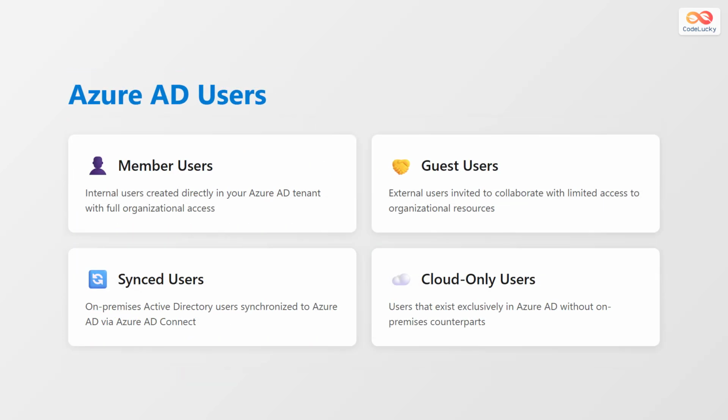Azure AD supports four main types of users. Member users are internal users created directly within your Azure AD tenant who have full organizational access and are typically your employees. Guest users are external users invited to collaborate with your organization, but they have limited access to resources for security purposes. Synced users are accounts that originate from your on-premises Active Directory and are synchronized to Azure AD using a tool called Azure AD Connect. Finally, cloud-only users exist exclusively in Azure AD and have no connection to any on-premises directory infrastructure.